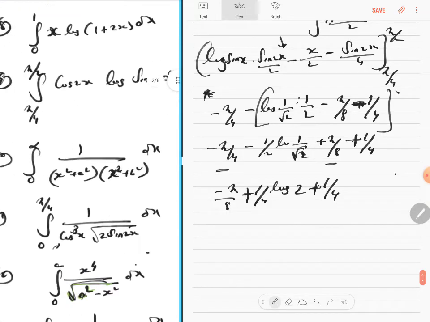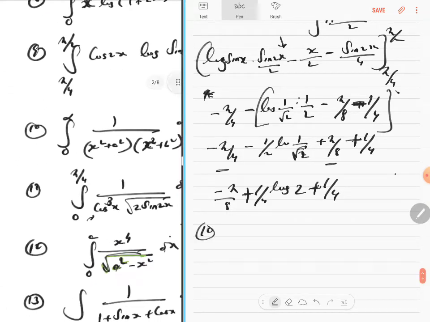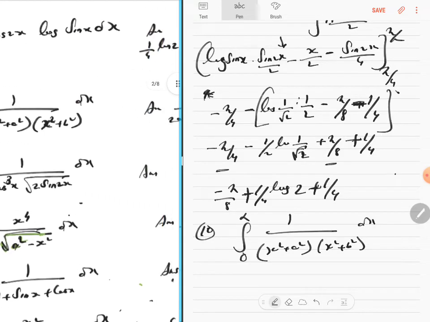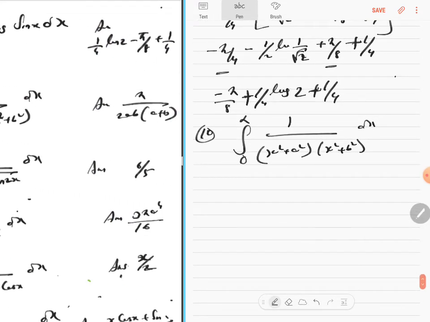Let's go to the next question. It's the 10th question: integral from 0 to infinity of 1 by x square plus a square into x square plus b square, dx. My only thought is to do it as partial fractions, assuming x square as y. Yeah, that's my only thought.